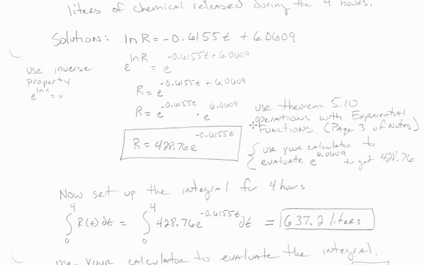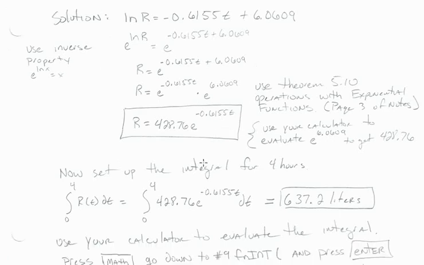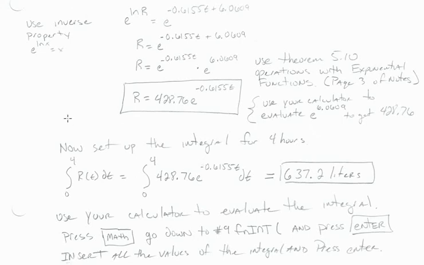We took the linear model and rewrote it as an exponential model. Now we want to do the integral for 4 hours. So we're going to integrate from 0 to 4 of r of t dt, and we just calculated r of t, so we're going to integrate from 0 to 4 of 428.76 e to the negative 0.6155t dt. I put that one in my calculator. Alright, so when you put that one in your calculator, let it do the integral for you, you get 637.2 liters.